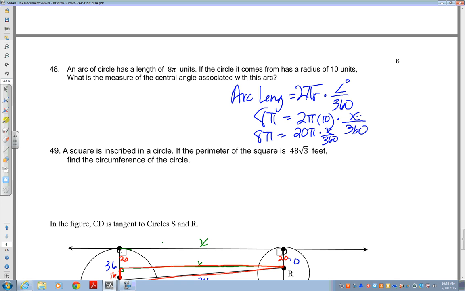Because I'm trying to solve for x, I need to divide by 20 pi. The pi's will cancel out, and I know that this ratio, which is, I believe, 2/5, is equal to x over 360. So you can cross multiply to solve for the missing angle. You can cross multiply and solve for x. It's 144. Okay. All right.